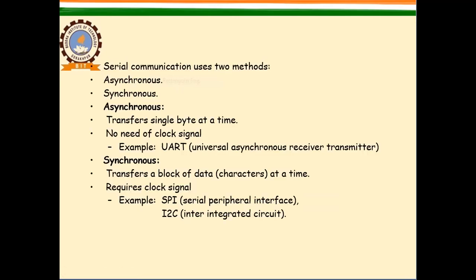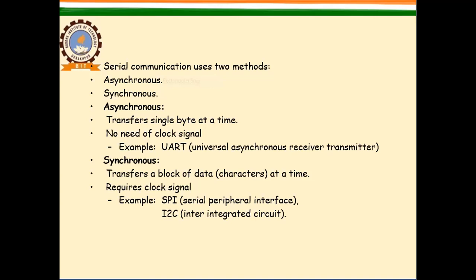Serial communication is of two types, or two methods are used in serial communication. Number one is asynchronous, and number two is synchronous. Asynchronous means transferring a single byte at a time. While transmitting data from one place to another or from one device to another device, there is no requirement of a clock signal. Means there is no such provision to synchronize the data, and a single byte is transferred at a time.